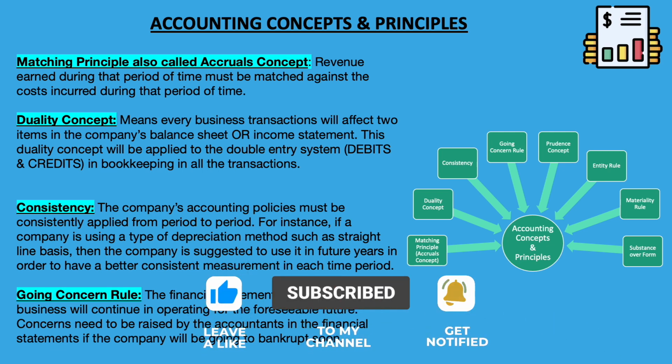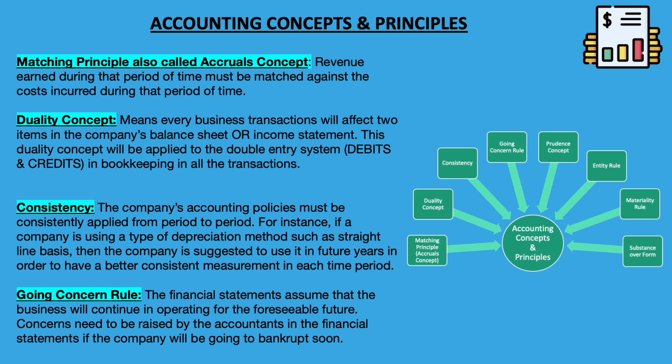So say the company, a smartphone retailer, sold a smartphone to a customer for $500. The sales of the $500 earned will also need to be matched to the cost of that smartphone purchased by the company, say around $400. That is called the matching principle.